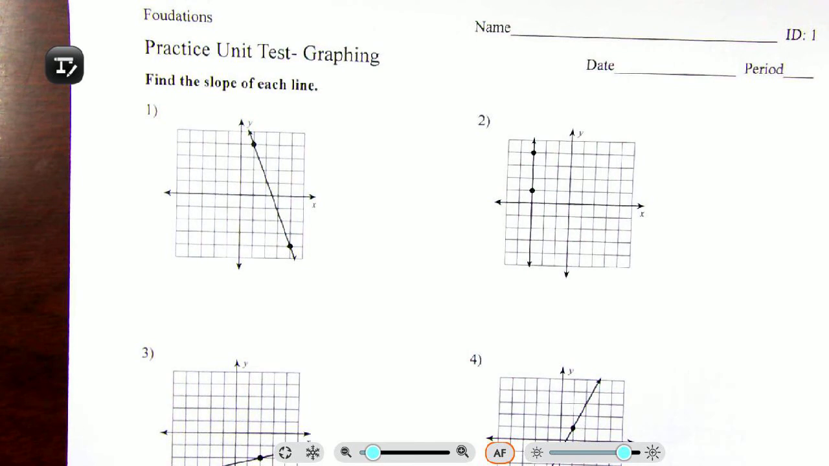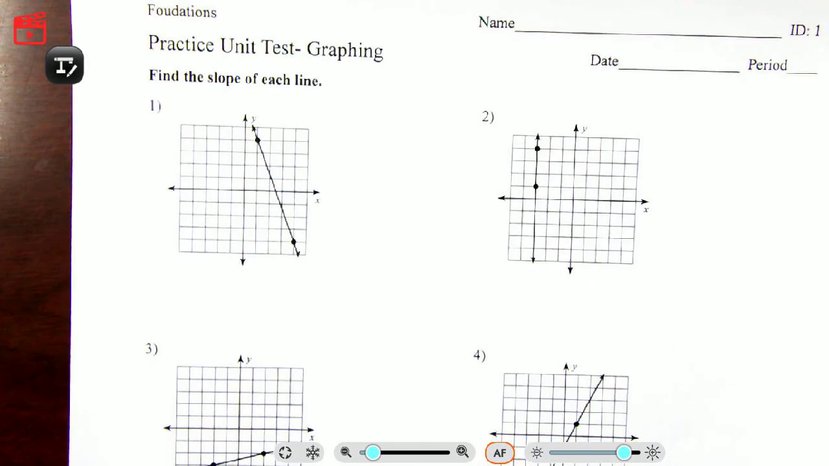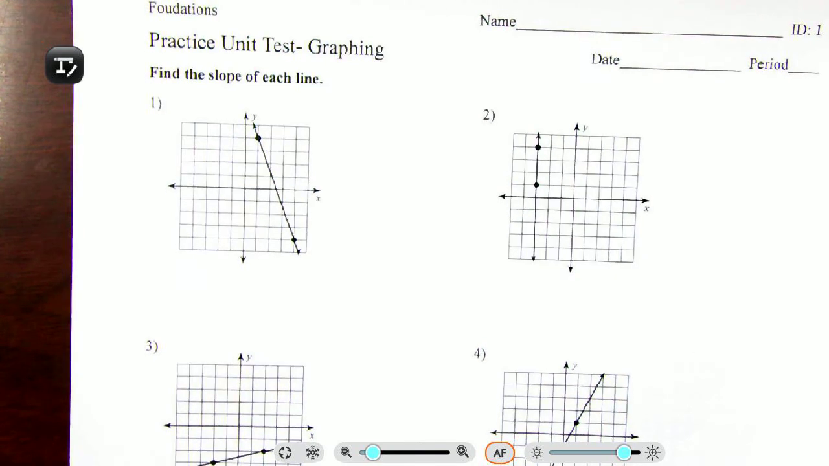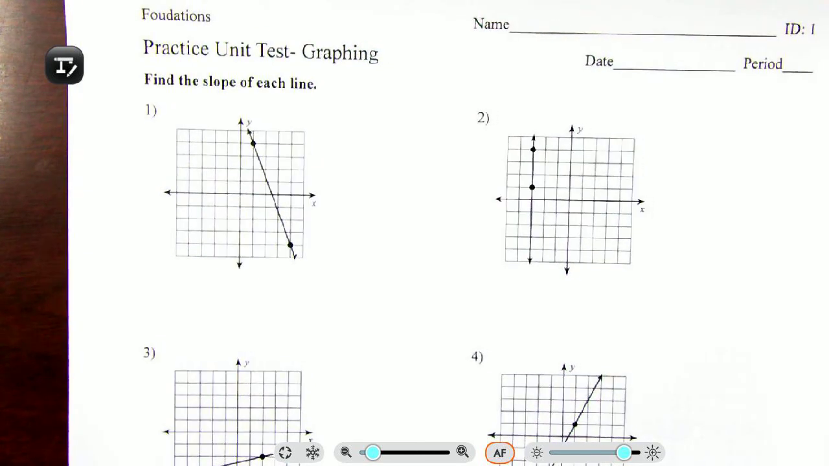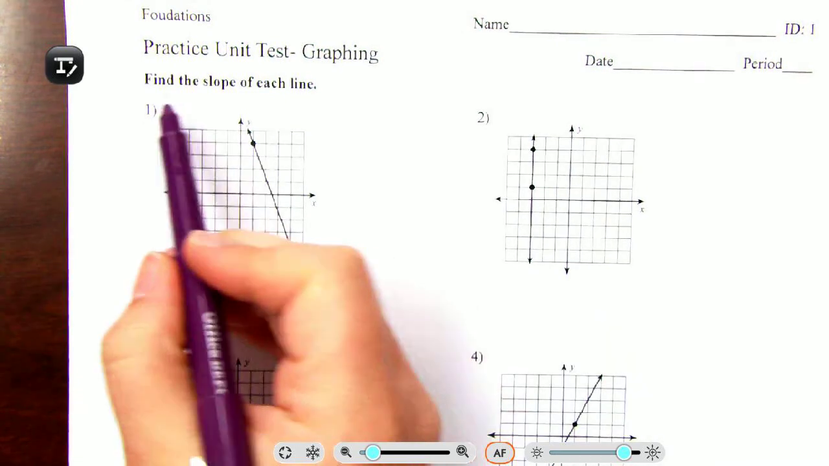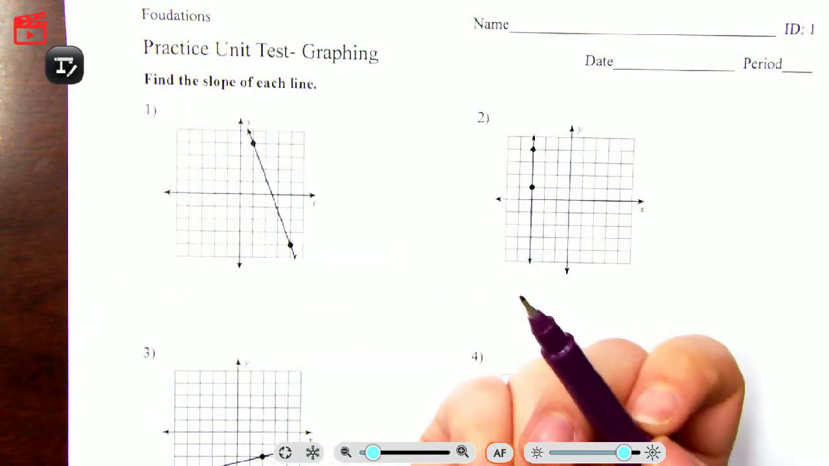All right, let's get started. I will not be doing every single question. I will pick and choose which question from each section to do, but hopefully you can mimic the steps and understand why we're doing what we're doing. So let's do step number one, or question number one. Always read the directions before you begin so you know exactly what to do.